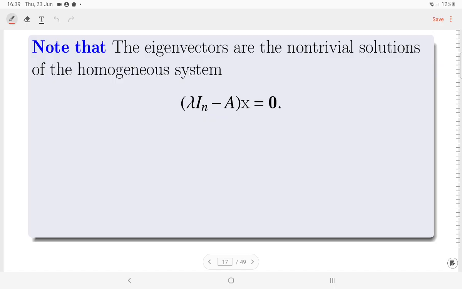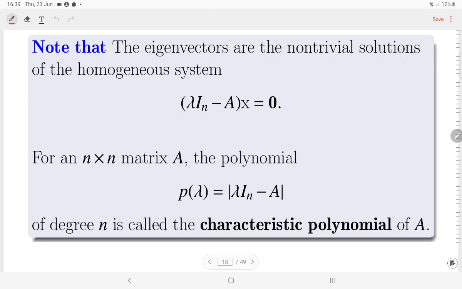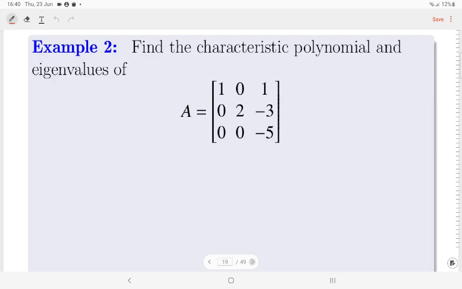So clearly the eigenvectors are the non-trivial solutions of this homogeneous system, and the determinant of lambda In minus A is known as the characteristic polynomial of the given matrix A.